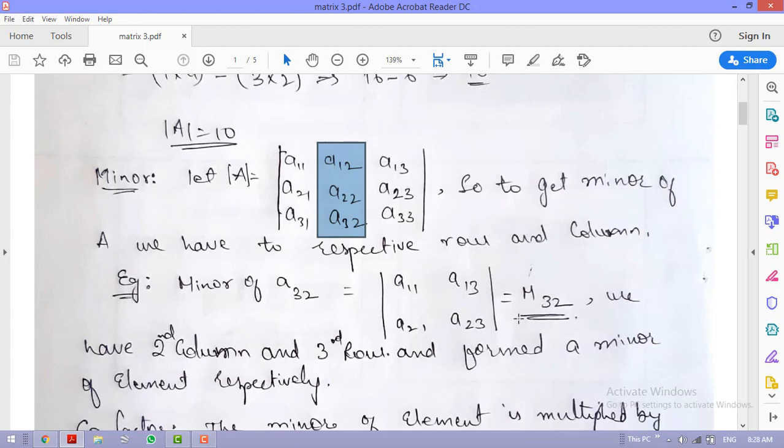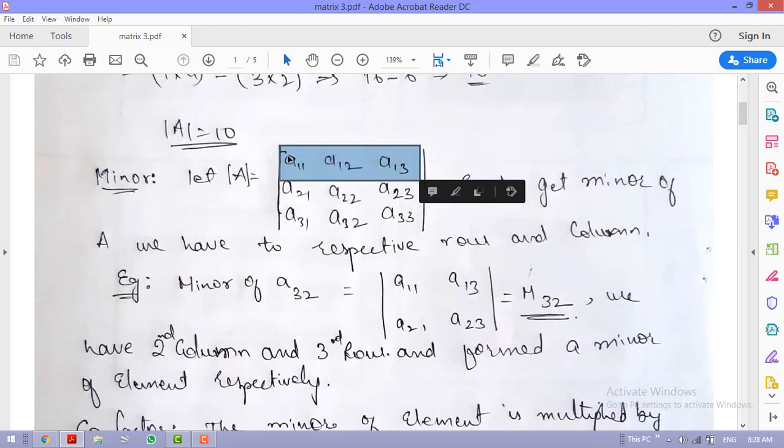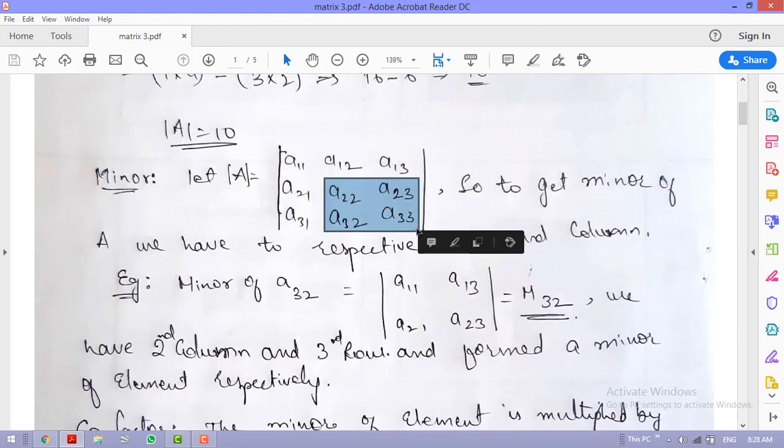Even when you calculate the 3 by 3 matrix determinant, you will perform the same operation, where you will consider one element to find the minor of all the matrices. You can see over here, if I am considering A11, then I should eliminate the first column and the first row. Then the remaining numbers will be these four, right? So that is called the minor of A11.